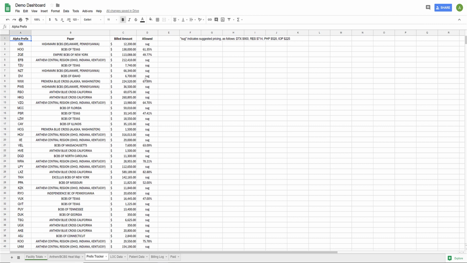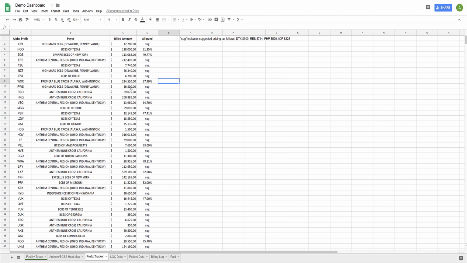Again, this is for an out-of-network substance use disorder facility, the data that we're discussing. You notice there's a lot of SUGs. SUG just stands for suggested, which indicates the suggested pricing, which I believe currently for the levels of care we're discussing here, detox, residential, PHP and IOP, the suggested rates are $900 for detox, $714 for res, $520 for PHP, and $225 for IOP.